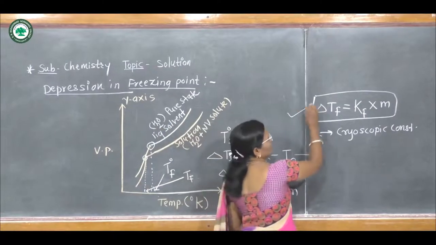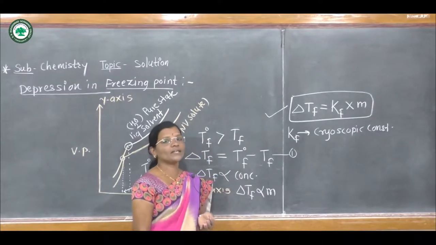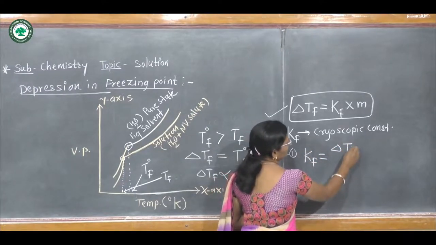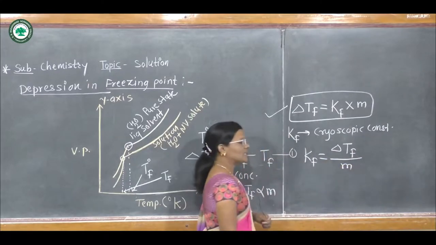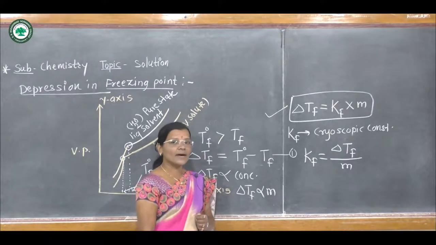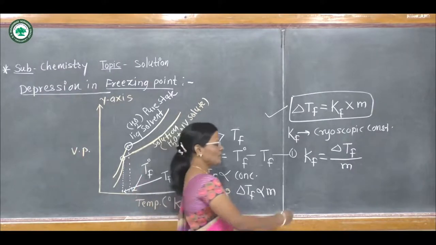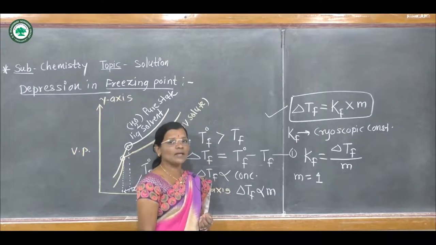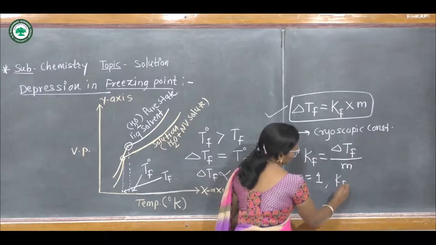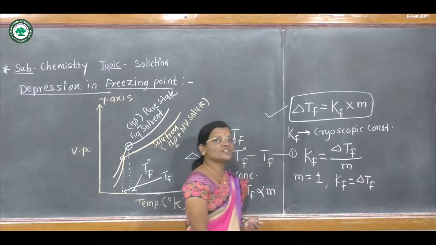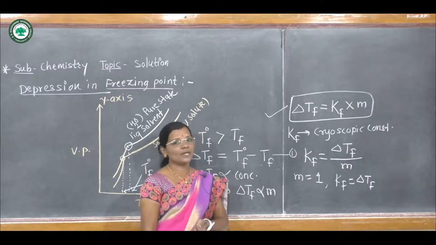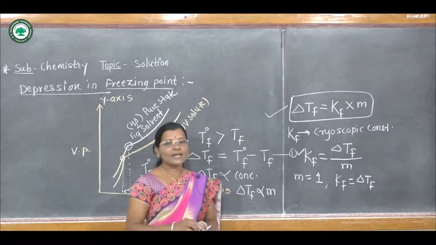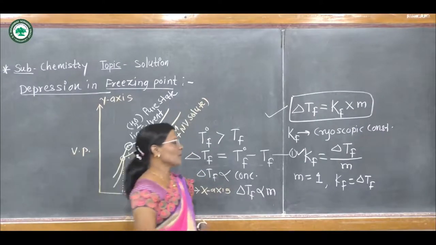Now from this equation delta Tf is equal to Kf into molality of the solution, we have the equation for Kf, that is Kf is equal to delta Tf divided by molality of the solution. And hence we can define this cryoscopic constant for the solution if molality of the solution is exactly 1, or we can say that when solution is 1 molar, Kf is equal to delta Tf, that is depression in freezing point observed for the solution when solution is exactly 1 molar. And from this equation Kf is equal to delta Tf upon m, we can express the unit for that cryoscopic constant.